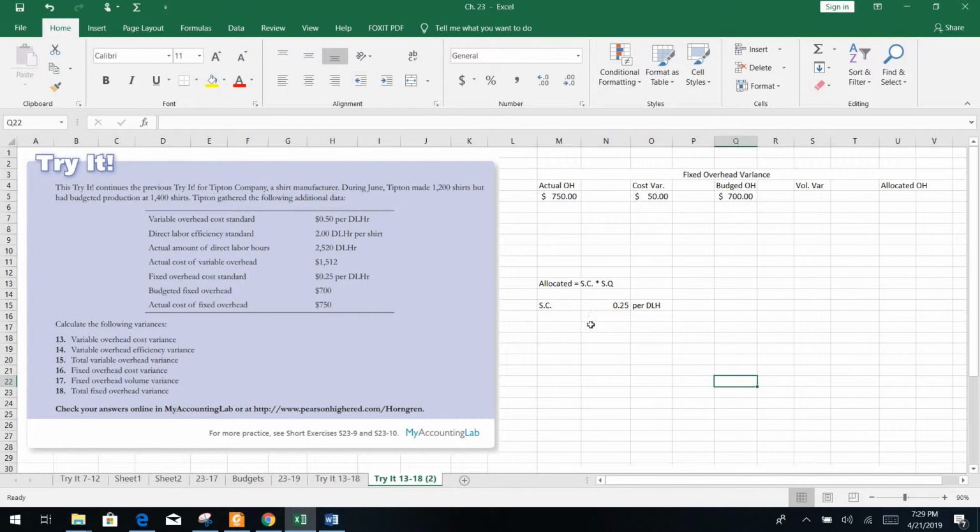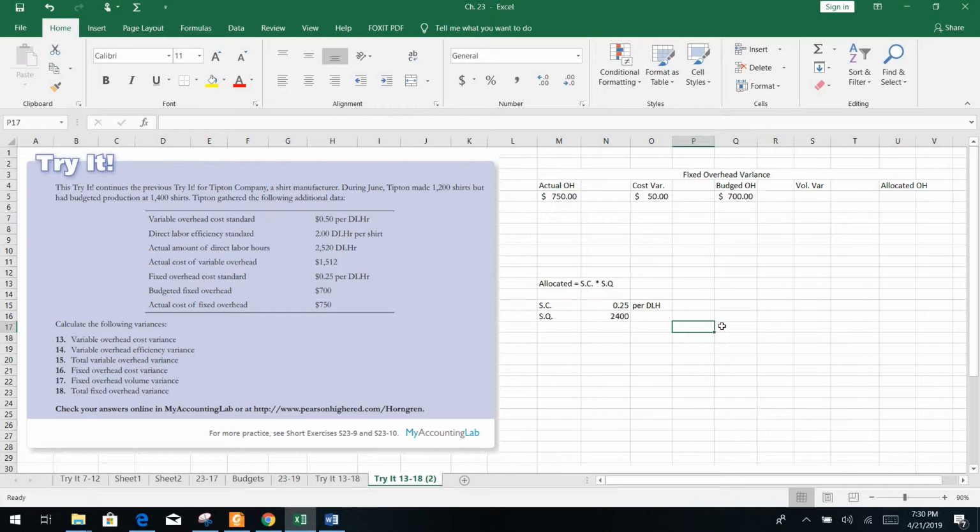So now that we have the SC rate, we also need to find the SQ, standard quantity. And as you'll probably remember if you watched the previous video, the standard quantity is equal to the efficiency standard here, 2 direct labor hours per shirt, times the number of shirts, and it says we produced 1,200 shirts. And that's 2,400 units, not dollars.